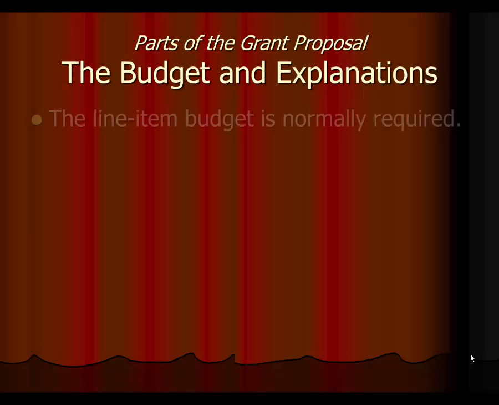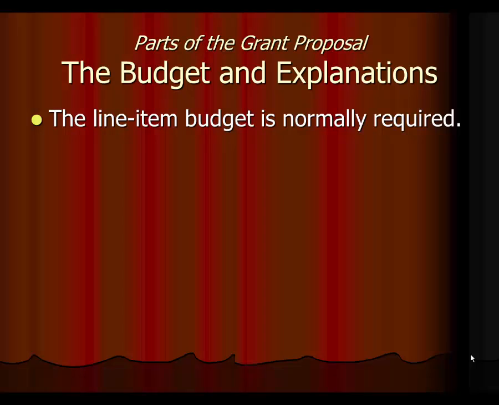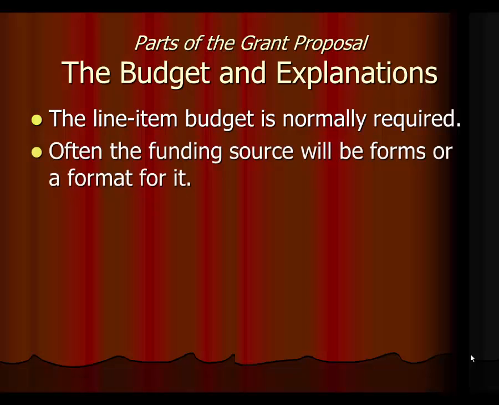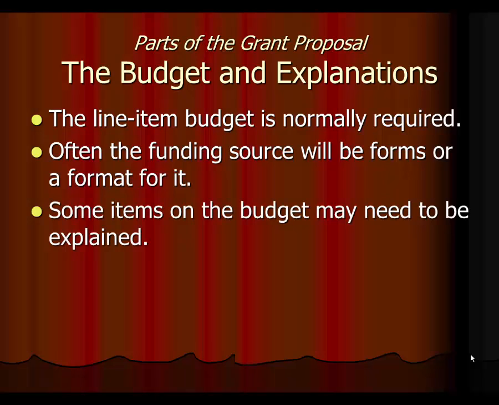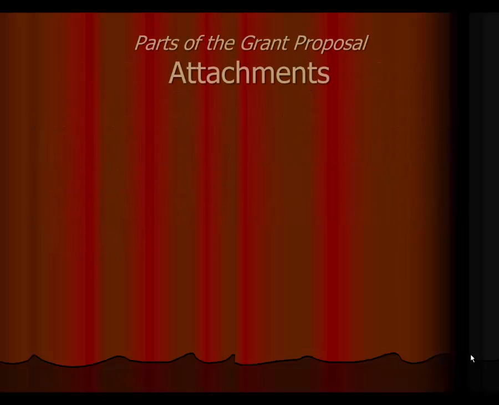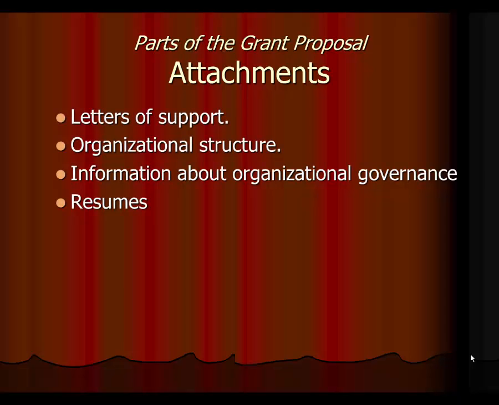The budget and explanations are part of what you typically have. The line item budget is normally required. This means you specify how much money is going to be spent for personnel, for equipment, and various things of that nature. Often the funding source will have special forms or a special format for that. Also, some items on the budget may need to be explained in your narrative statement in your grant proposal. You'll also notice there'll be attachments sometimes. You might be asked to provide letters of support from other agencies. You might be asked to provide your organizational structure, information about governance, and so forth. There are any number of things that funding sources might want you to attach to their proposal.